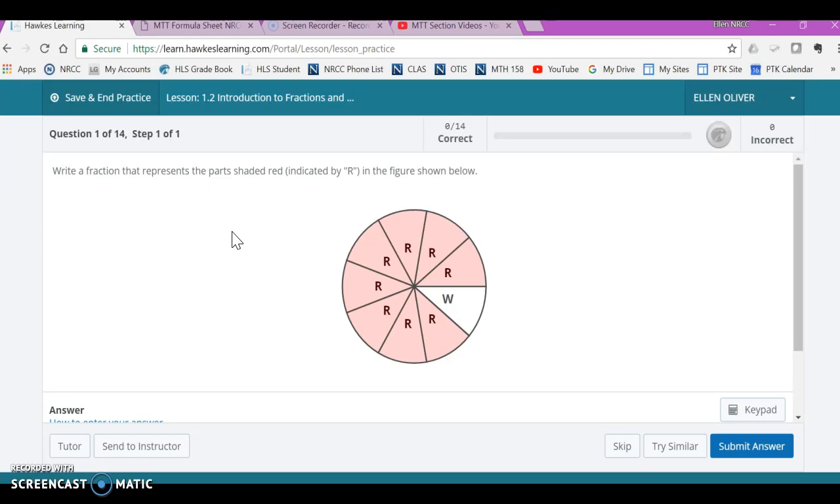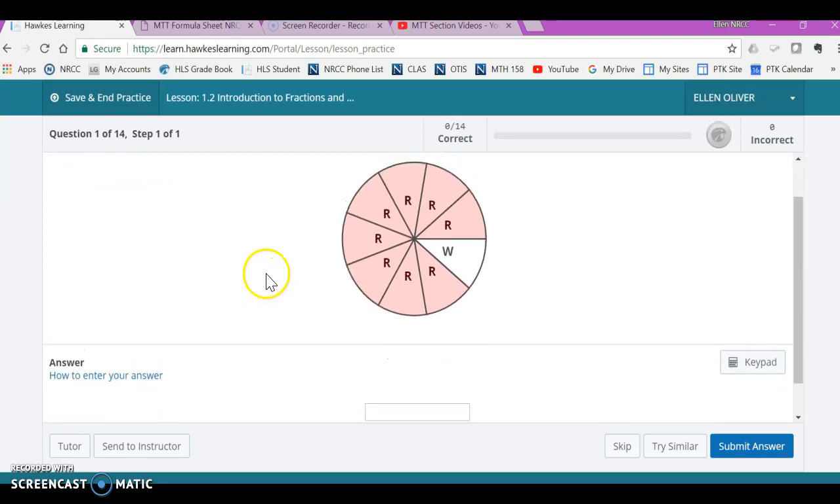All right, write a fraction that represents the parts shaded red, indicated by R in the figure shown below. So a fraction is always a part over a whole. And so we need to know how many parts are red out of how many are there altogether. That'll be the denominator, the whole. So 1, 2, 3, 4, 5, 6, 7, 8. And you notice if I hold my mouse over it, it says wedge 8 and wedge 9. So there's 8 shaded out of 9 total.